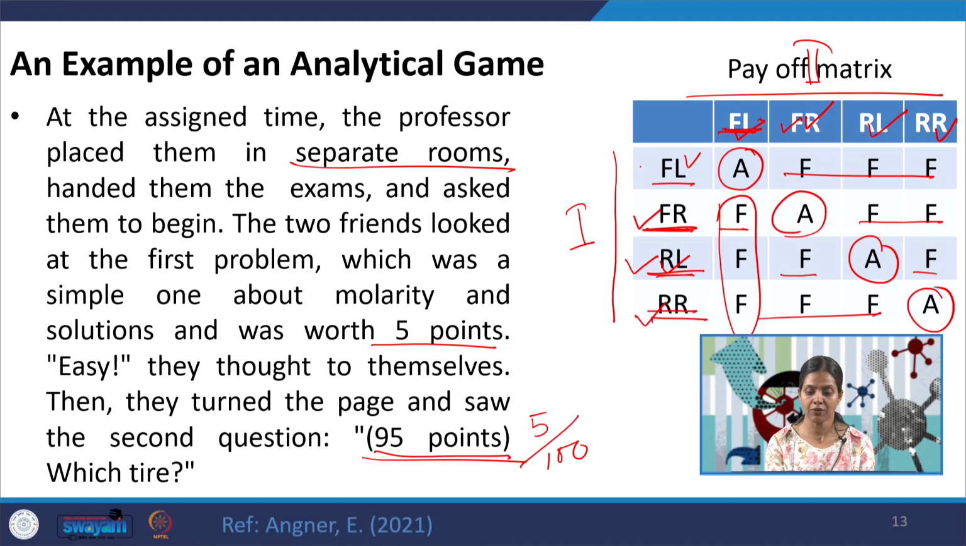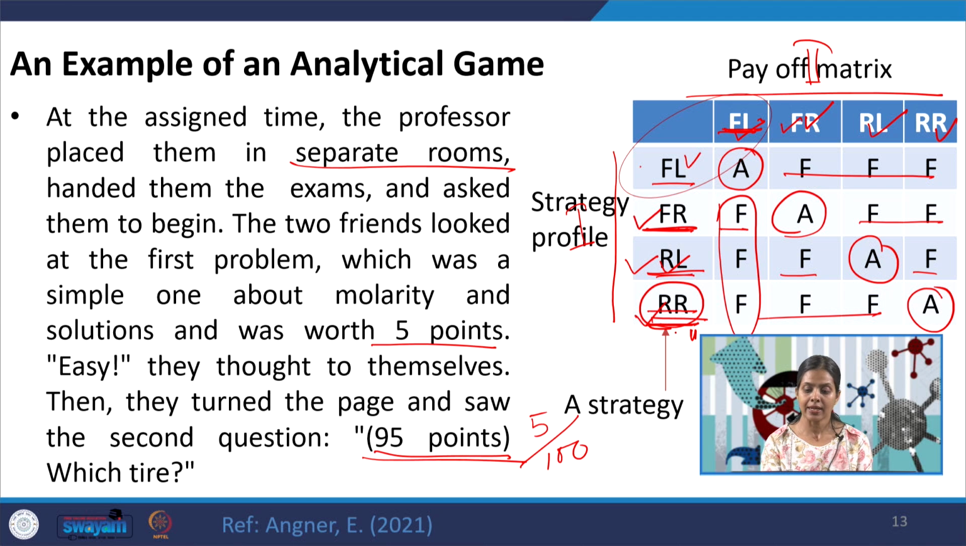So, this is a payoff matrix. What else? These are strategies. So, RR is one strategy, RL is another strategy, FR is one strategy, FL is another strategy. These individual moves are strategies, and then this is a strategy profile. A strategy profile like FL and FL. A strategy profile could be FL and FR. So, a strategy profile basically consists of strategies of each of the two players.